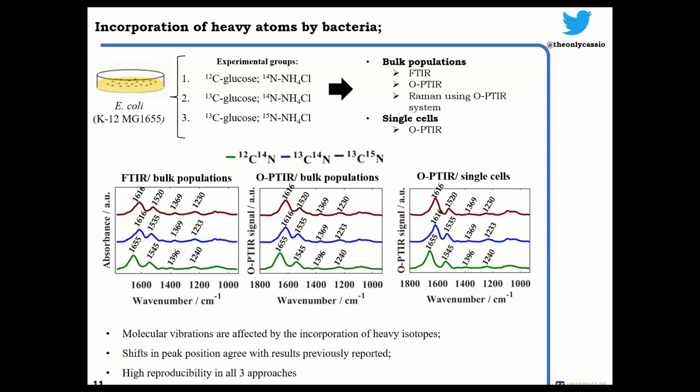For example, the amide I, which we usually see peaking around 1655 in unlabeled bacteria, shifts to 1617 when we grow the cells in a special medium like 13C glucose, because the molecular vibrations are affected by the incorporation of heavy isotopes. This is a heavier atom, so it affects the way the vibration works.